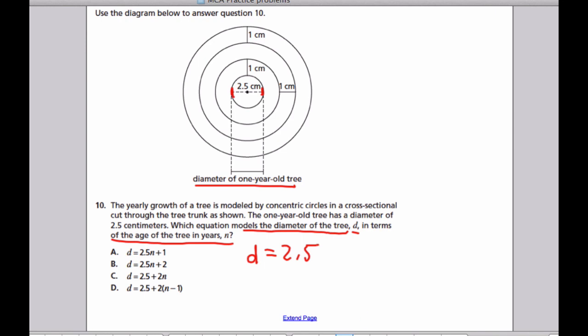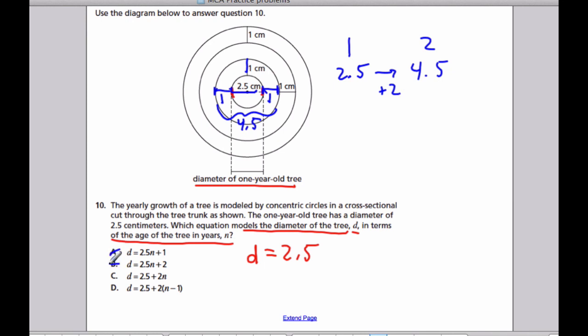After 1 year, I'll use a blue pen here. After 1 year, it's gone from here to here. It's grown this much. And they're telling us that distance is 1 centimeter. After 1 year, it was 2.5 centimeters. After 2 years, it was 4.5 centimeters. So it went from 2.5 in the first year to 4.5 in the second year. In other words, it increased 2 centimeters. So right off the bat, I know it's got to stay 2.5. So that takes out A and B as a possibility.